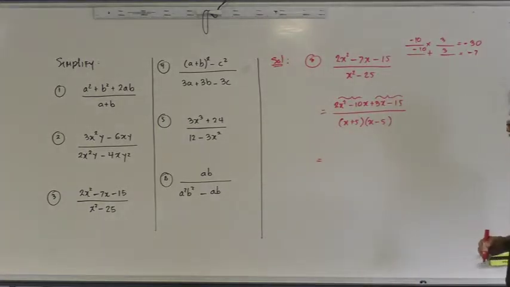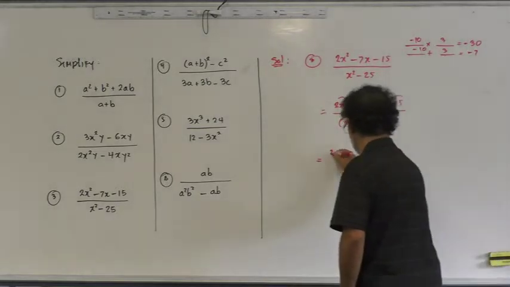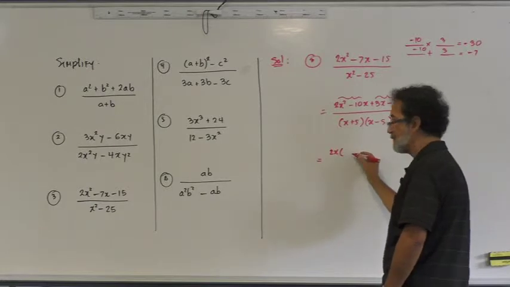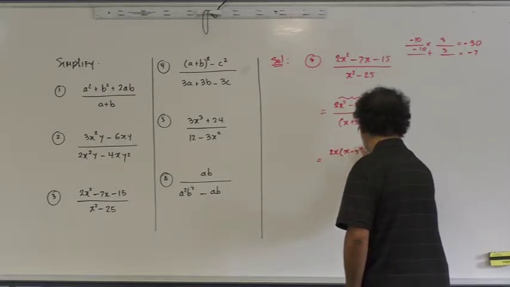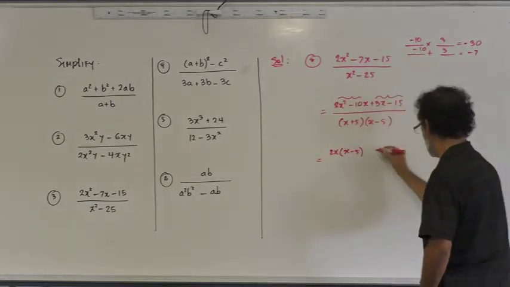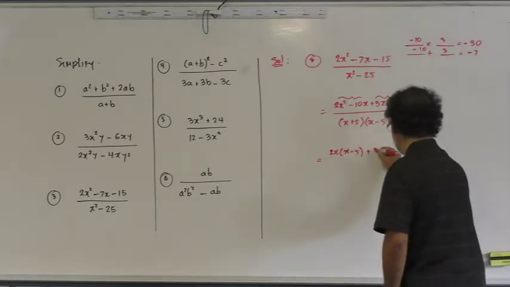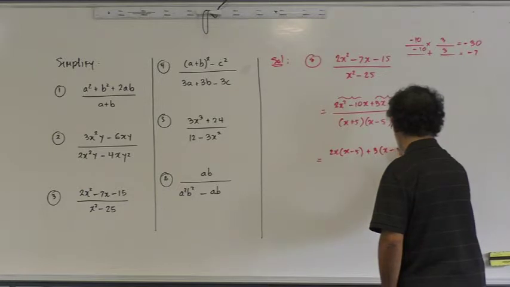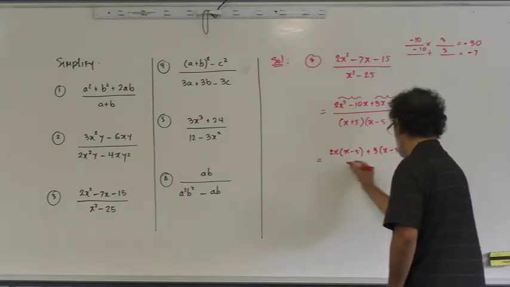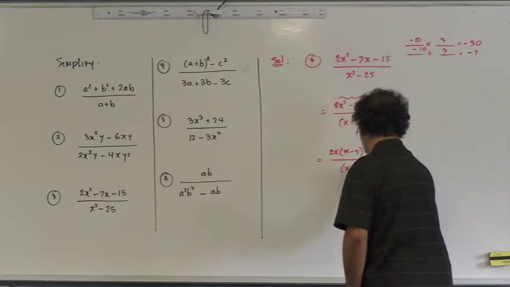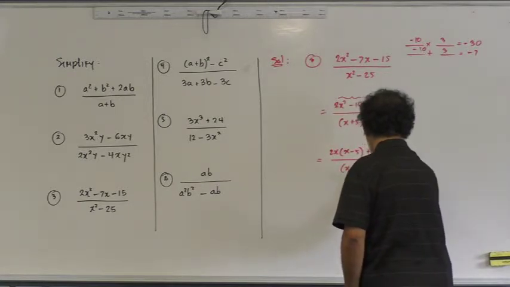Okay, so what is the common factor from the first couple? 2x. So it's going to be 2x outside of x minus 5. All right. And then a common factor from the second couple is 3. And then it's going to be x minus 5 again. And then all over x plus 5, x minus 5.